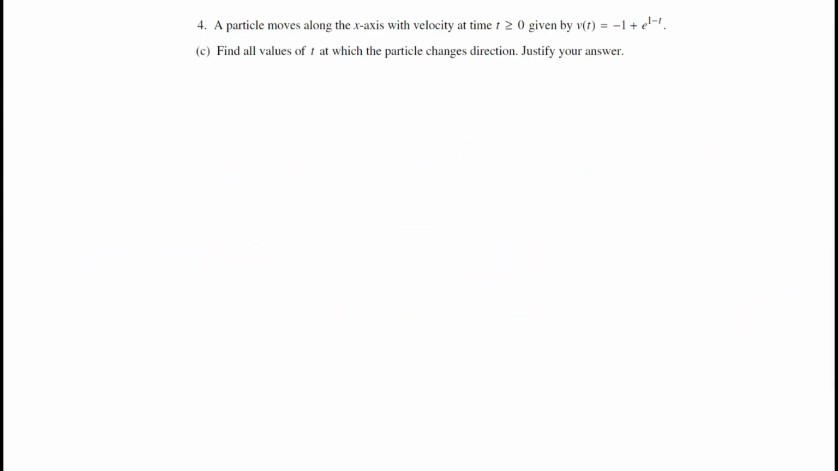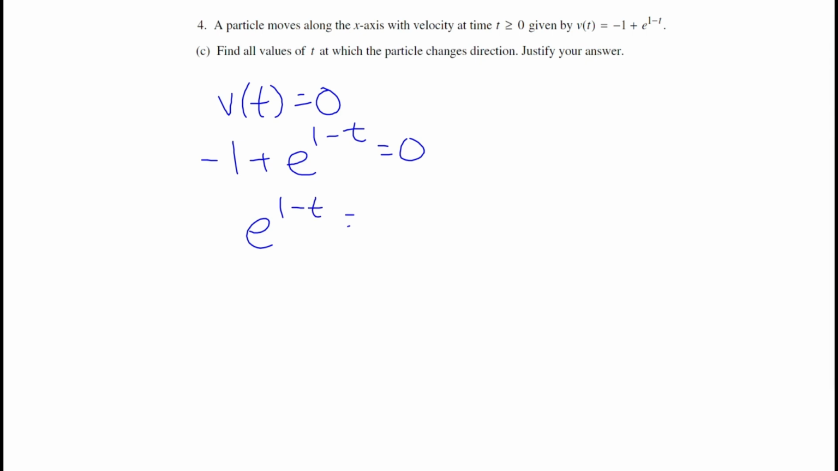In part C, we want to find all values of t at which the particle changes directions. So the first thing we have to do is set the velocity equal to 0, because our direction can't change unless our velocity equals 0. So that'll be -1 + e^(1-t) = 0. We'll add 1 to both sides to get e^(1-t) = 1, and take the natural log of both sides to get 1 - t = 0, or t = 1.